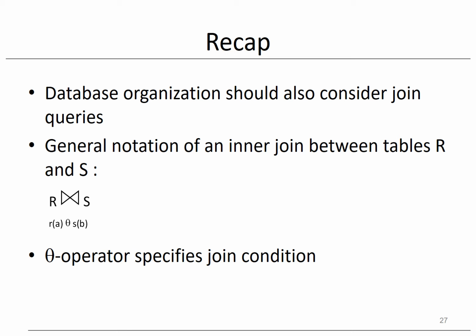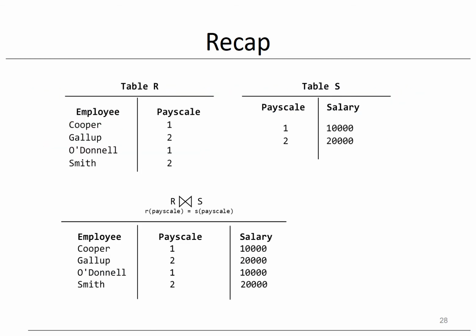We restrict ourselves to the inner join. The general notation of an inner join between tables R and S is shown here. The theta operator specifies the join condition, which are the criteria that determine which rows from table R are combined with which rows from table S. You can see a join between tables R and S illustrated here.